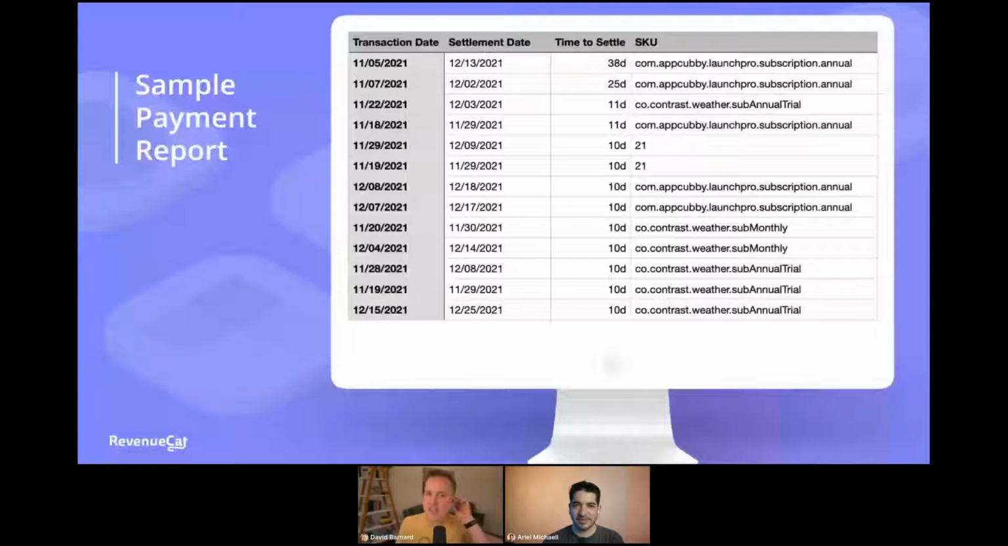One interesting thing too, just an anecdote, this number 21 here is a paid app, which is why the SKU isn't a typical in-app purchase SKU. This is one of my paid apps, Group Text. And I would have never thought that a paid upfront app could take 10 days to settle, but sure enough.